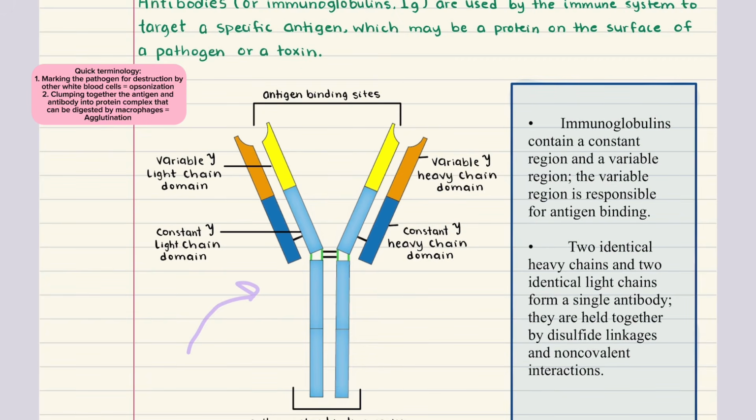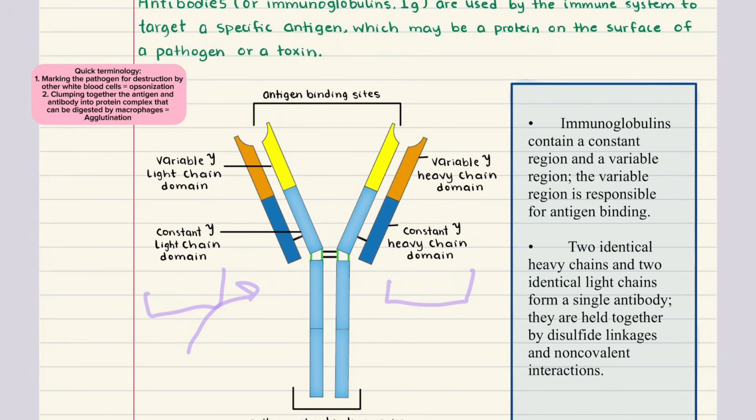Now, each antibody is built from 4 protein chains. There are 2 identical heavy chains and 2 identical light chains. These chains are held together by disulfide bonds and by other non-covalent interactions that stabilize the structure.